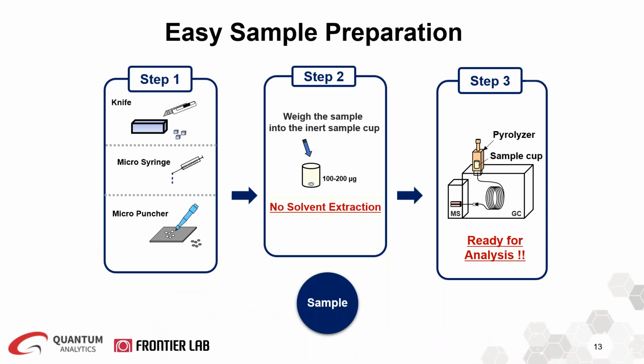In Pyrolysis-GC technique, sample preparation is quick and simple. Depending on the sample types, we can decide to use the appropriate sampling tools such as a knife, microsyringe, micropuncher. A small amount of sample, about 1 to 200 micrograms, is inserted into the sample cup and ready for the analysis. There is almost no sample preparation needed or no solvent extraction is required.